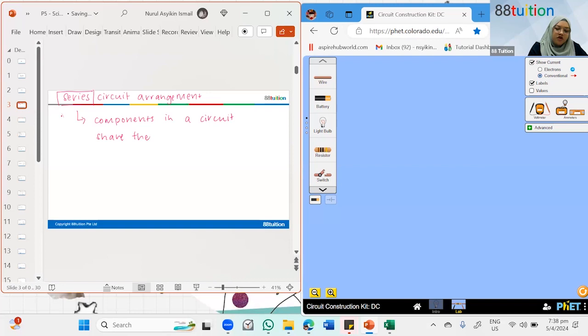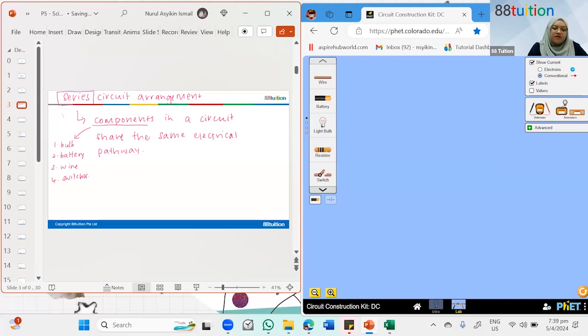So let's write that down. Share the same electrical pathway. Full stop. This is describing what a series circuit is. First thing first, the word component here refers to the parts of a circuit. From last week's lesson, you all remember what the components of a circuit are? You have things like a light bulb, things like your batteries or your dry cells, things like wires, things like switches.